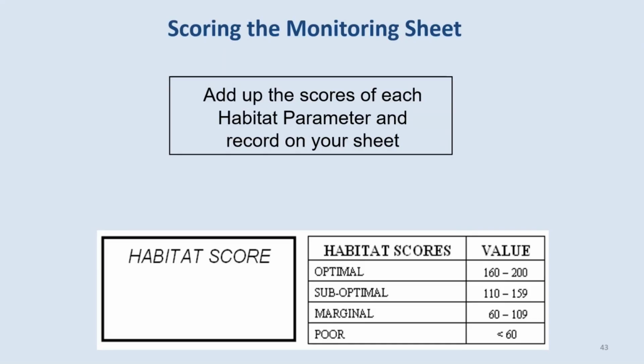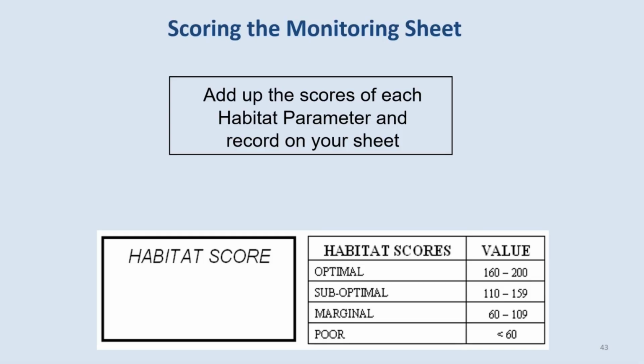When you're done with giving all those numbers, and I forgot to say, you can talk over your reasoning for choosing a number with your partner or partners. This helps you come to an agreement on the number to choose. And at the end, you add that up. And what your total is means that the habitat for that section is either optimal, suboptimal, marginal, or poor.